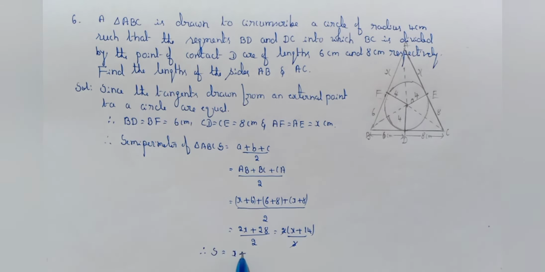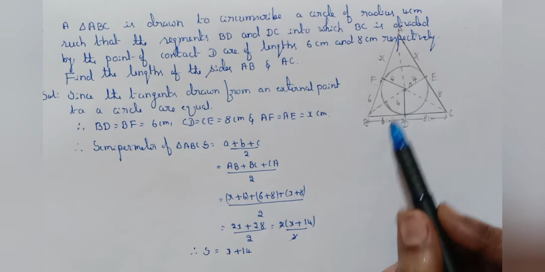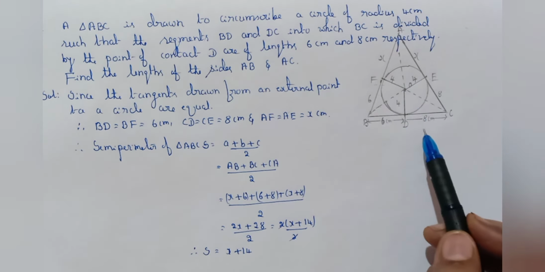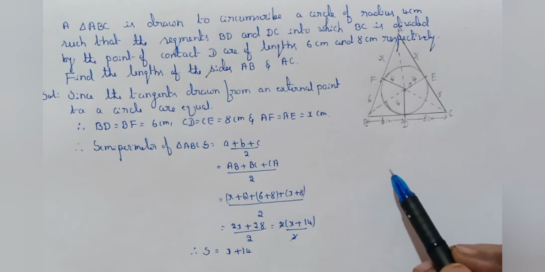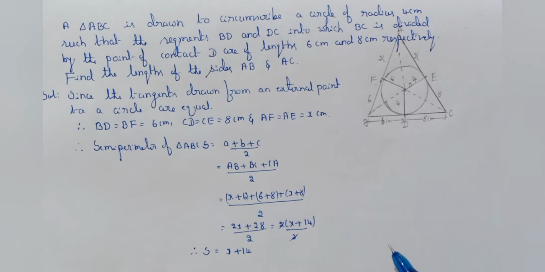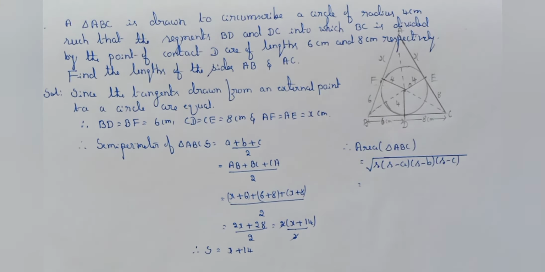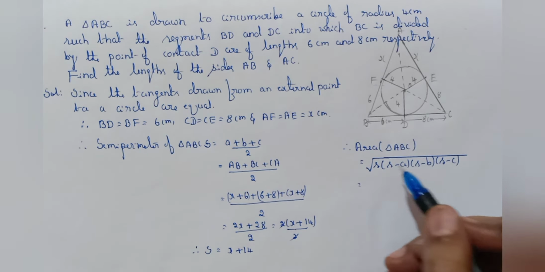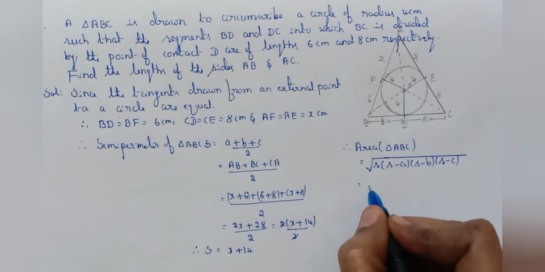Now you got the semi-perimeter. Now find out the area of the triangle ABC. Now, by applying Heron's formula, find out the area of the triangle ABC. You know the Heron's formula? The area of the triangle ABC is equal to square root of S into S minus a into S minus b into S minus c. Next, S is the semi-perimeter. You got x plus 14. Substitute x plus 14.